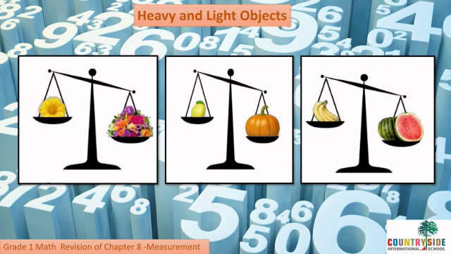Can you see here also there is a bunch of flowers and the weight of these flowers is more than the weight of this single flower. So the pan with this bunch of flowers went down and this pan with a single flower went up.